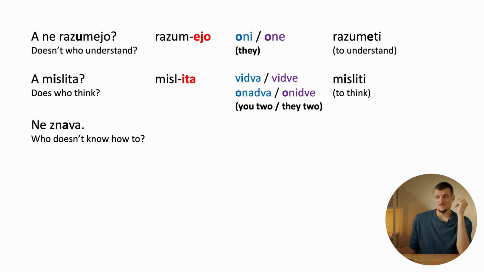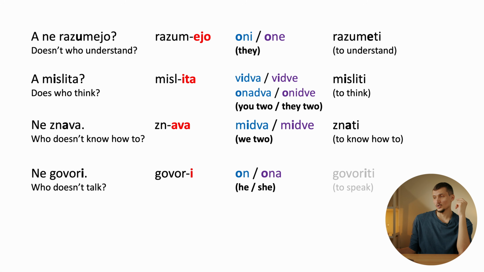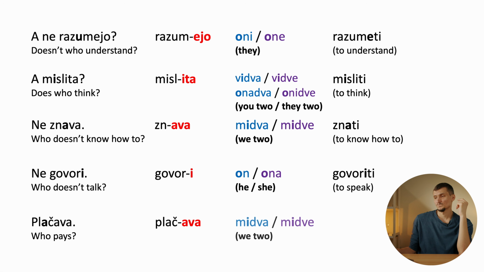Ne znava, va, that's the two of us. In this case, it's ava, because a is the last vowel, we two. Znati. Ne govori, govori plus zero ending. If we want, we can think of it in terms of the i, im, ish, i. He, she, on, ona, govoriti. Plaćava, va, that is the two of us. You can think of it as ava, we two. Midva, midve, plaćati. And that is it for today's lesson.